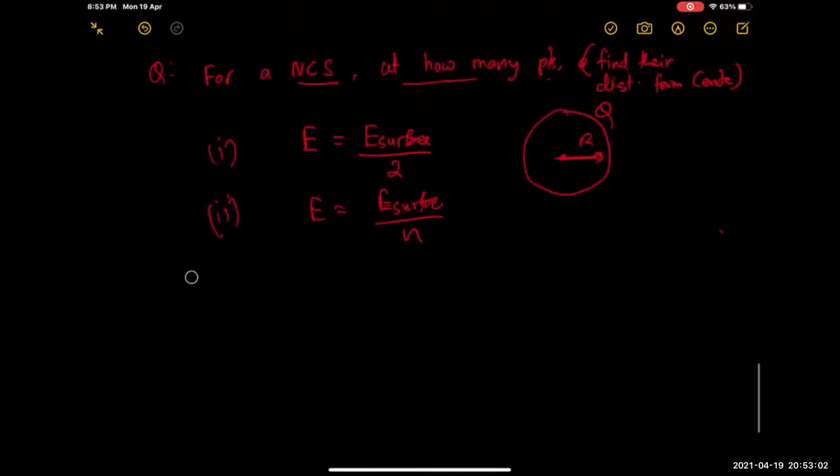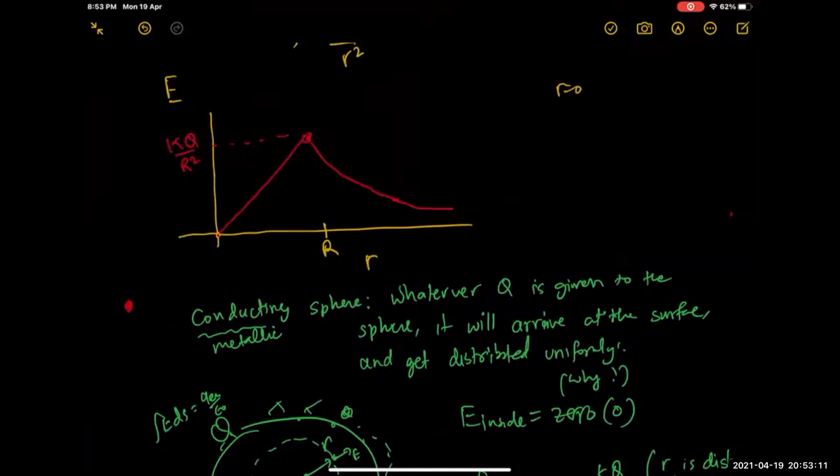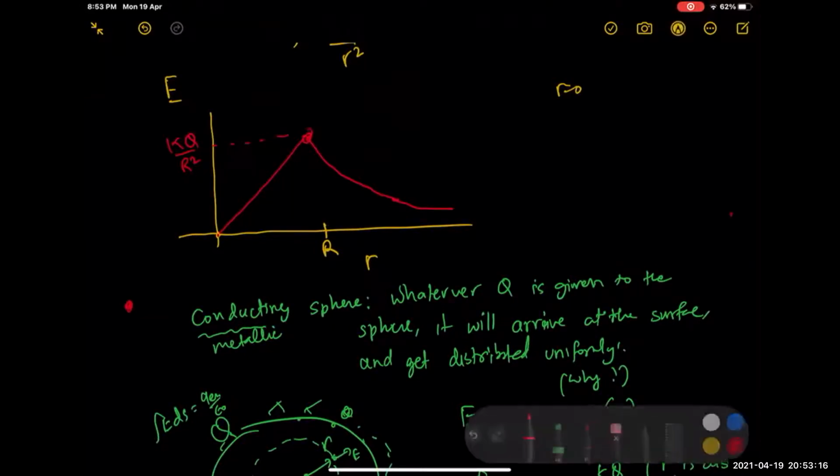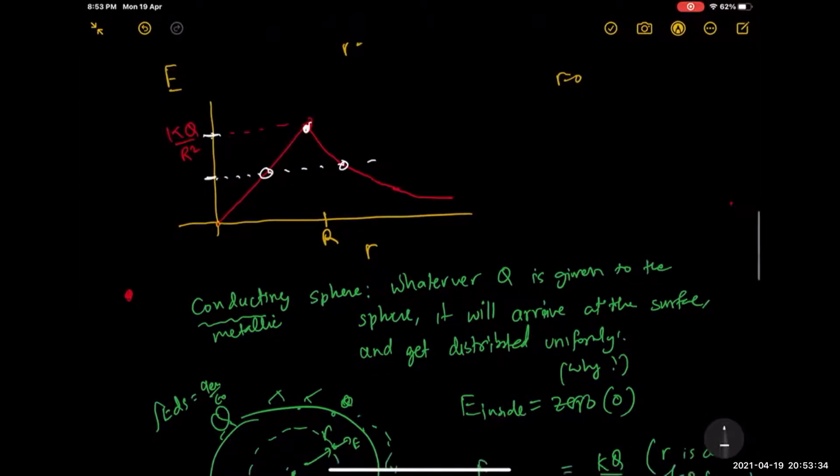You have to prove that, right? No, you have to find at how many points the electric field. Yeah, at how many? See this graph. What is the electric field at the surface? It is kQ by R square, right? Yes. So this is the y value of the electric field. The question is asking at how many points the electric field is equal to half of this y value. At how many points? 2 points, right? One inside and one outside.